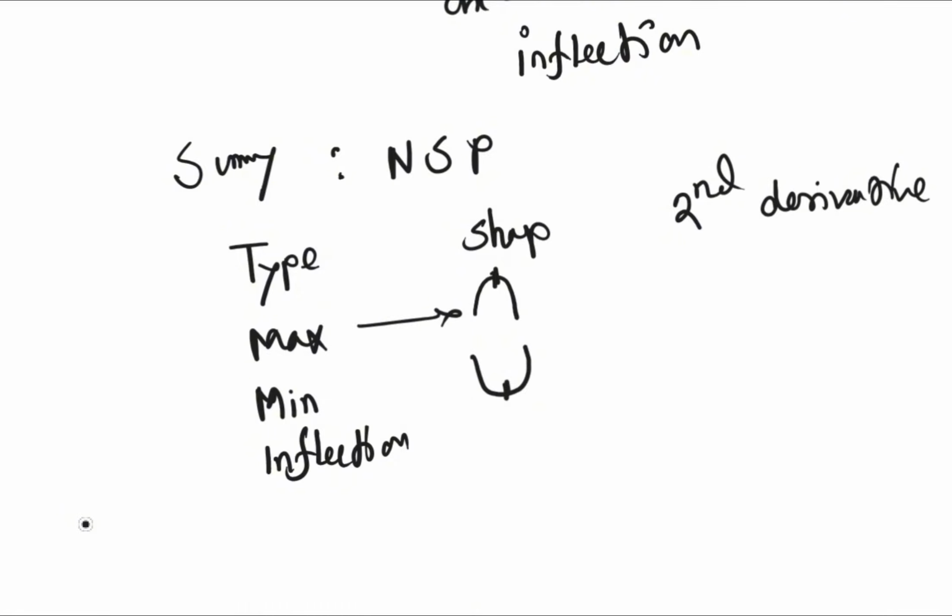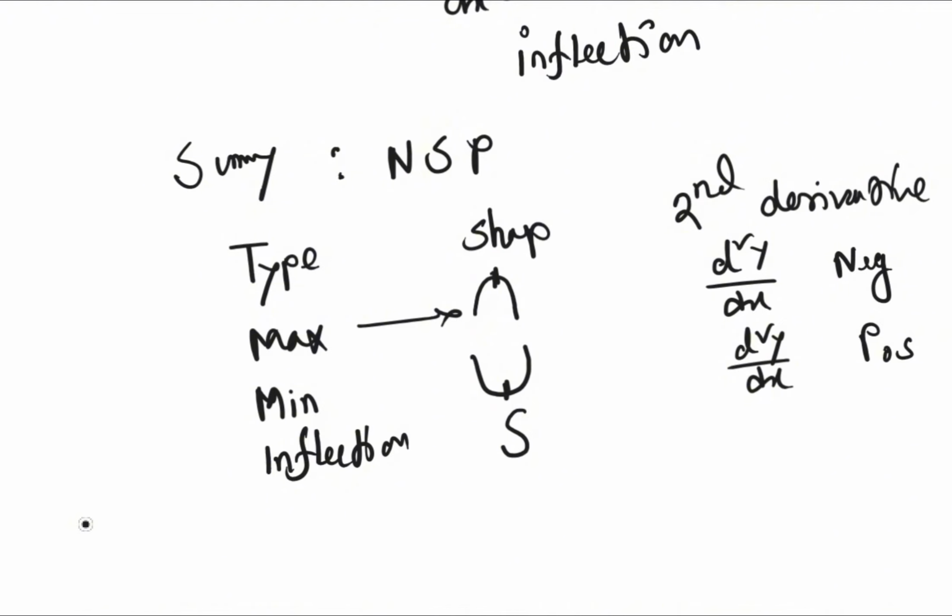And for inflection, the shape will look like an S. The value of the second derivative d²y/dx² for maximum will be negative, meaning less than 0, and the second order derivative d²y/dx² for minimum will be positive, meaning greater than 0. And the last one, the nature is inflection. It means that the second order differentiation d²y/dx² will be 0, right? If it is 0, then we have to go for the third order derivative. Thank you.